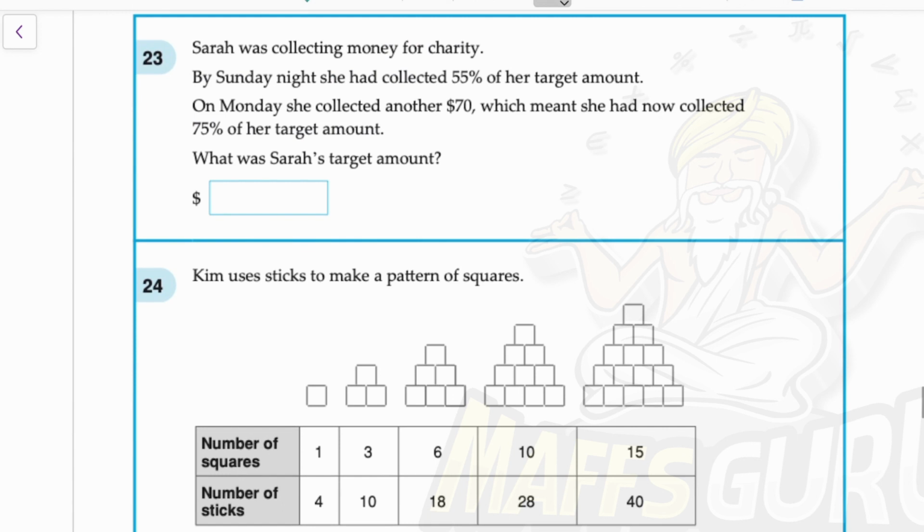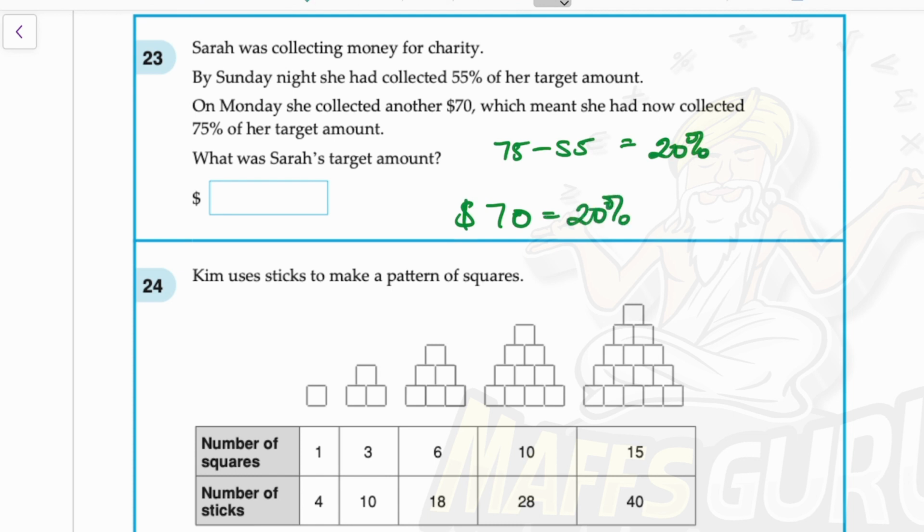Question 23. Sarah was collecting money for charity. By Sunday night, she had collected 55% of her target amount. On Monday, she collected another $70, which meant she had now collected 75% of her target amount. What was Sarah's target amount? So she's gone from 55% to 75%. So if we take those away, 75 minus 55 gives me 20%. So that means that $70 was equal to 20% of her amount.